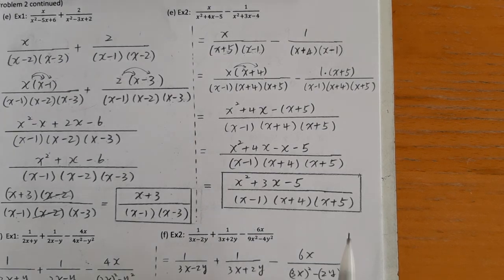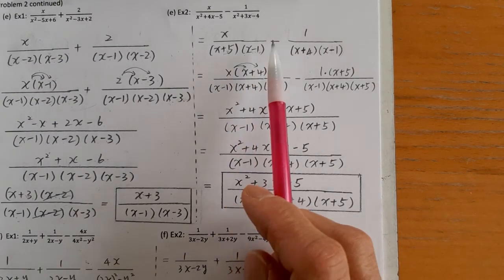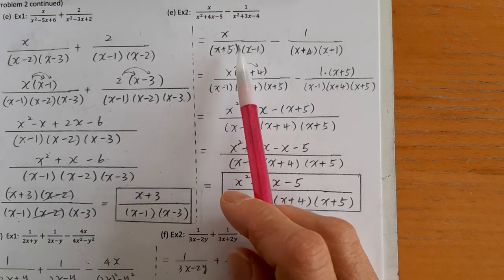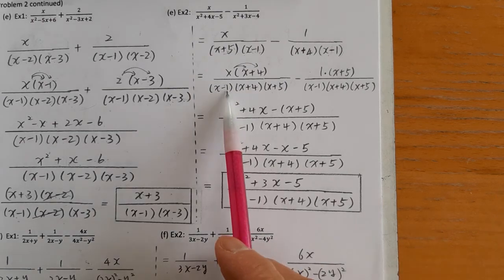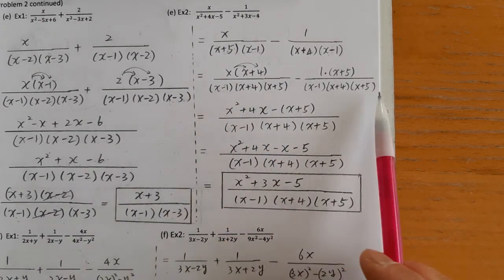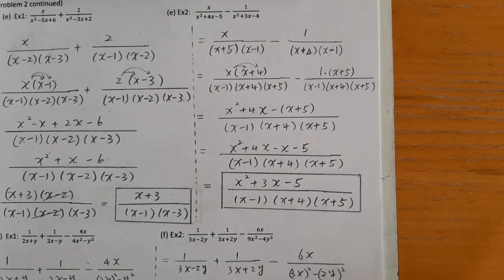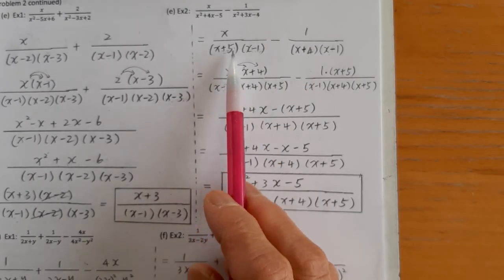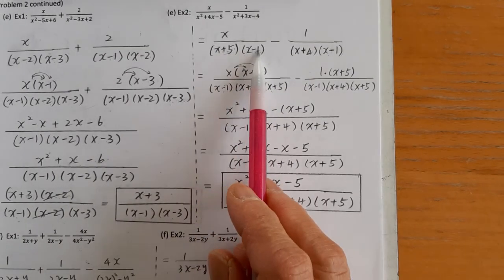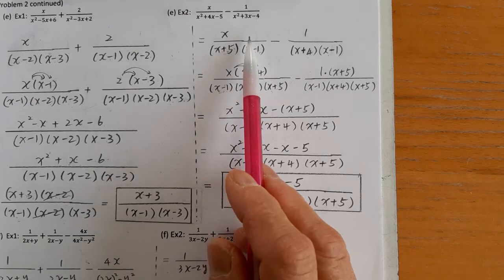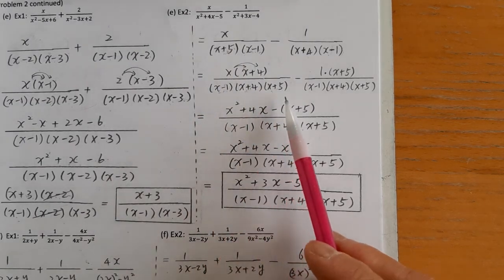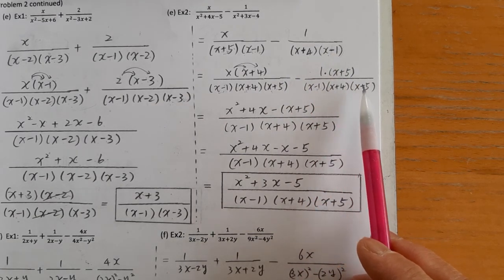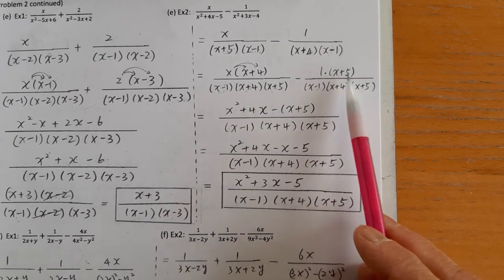Now you need to find the LCD, the least common denominator, for the two denominators. So x minus 1, pick up x plus 4, and x plus 5, also write down. So the three factors multiplied together are the least common denominator. In order to make the first one have this denominator with three factors, here we already have x plus 5 and x minus 1, so we need to multiply both sides by x plus 4. And for the minus term, we already have x plus 4 and x minus 1, so we need to multiply both sides by x plus 5.